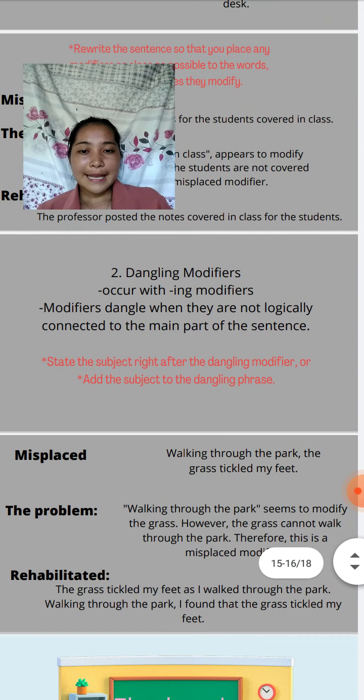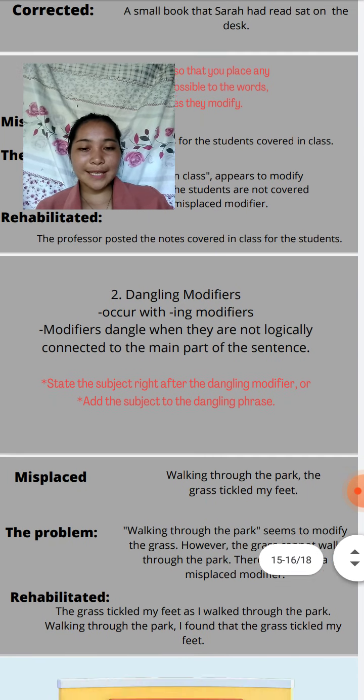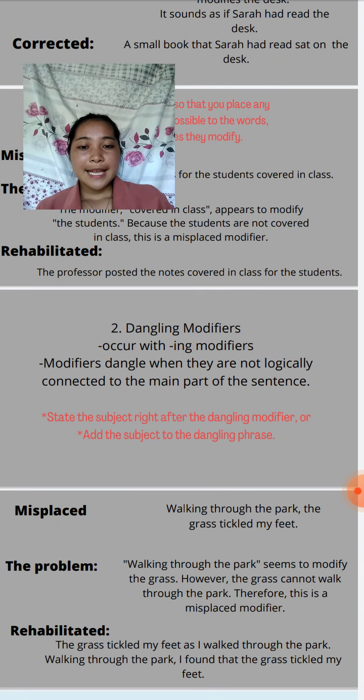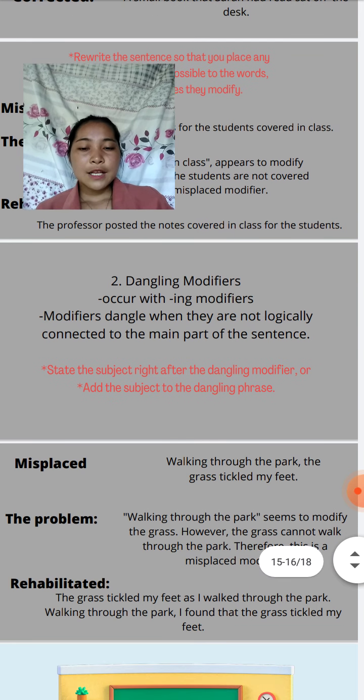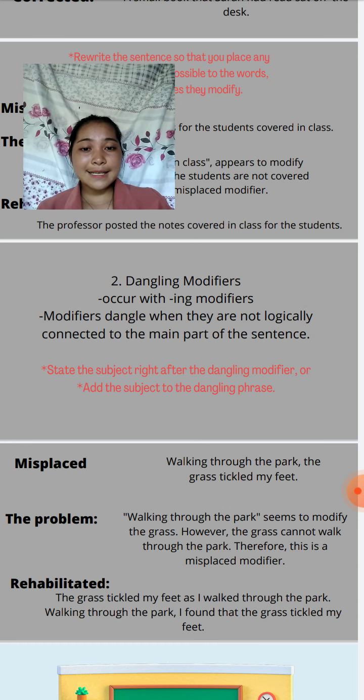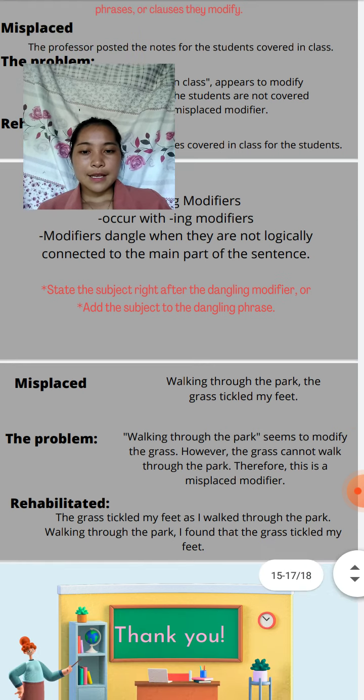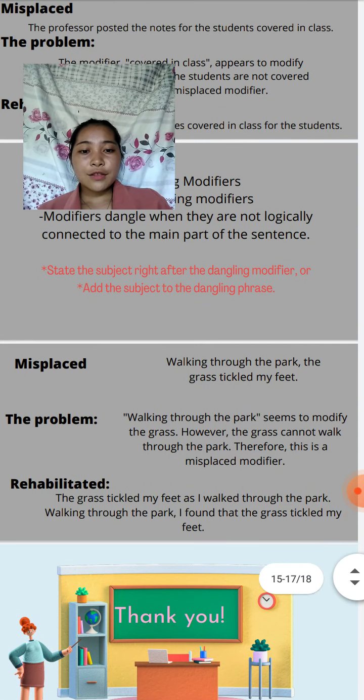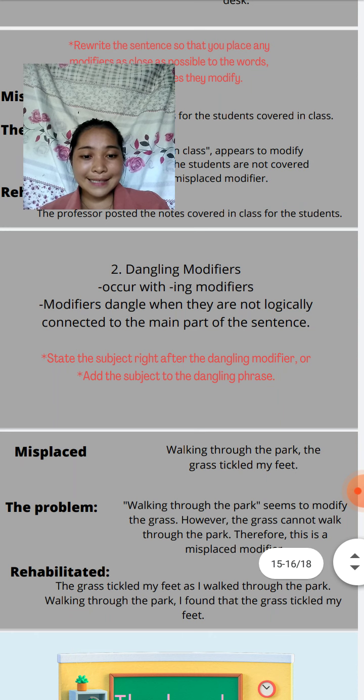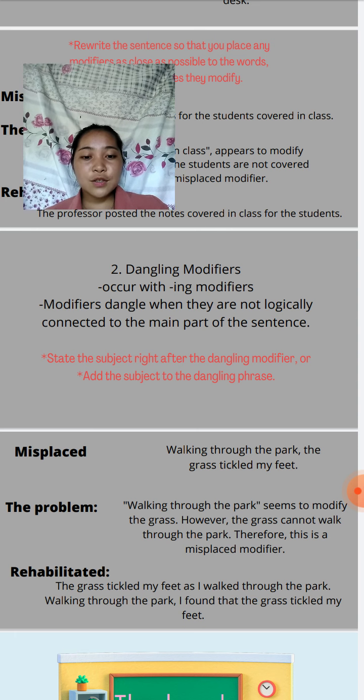Okay, so do you understand? Yes, so let's now proceed to dangling modifiers. Dangling modifiers occur with ing modifiers. Modifiers dangle when they are not logically connected to the main part of the sentence. So let us state the subject right after the dangling modifier or add the subject to the dangling phrase. So example, walking through the park, the grass tickled my feet.